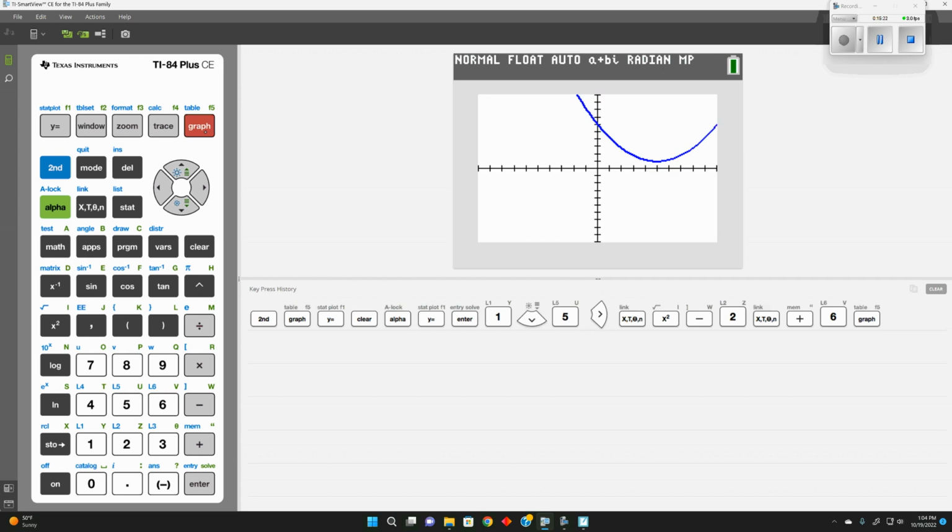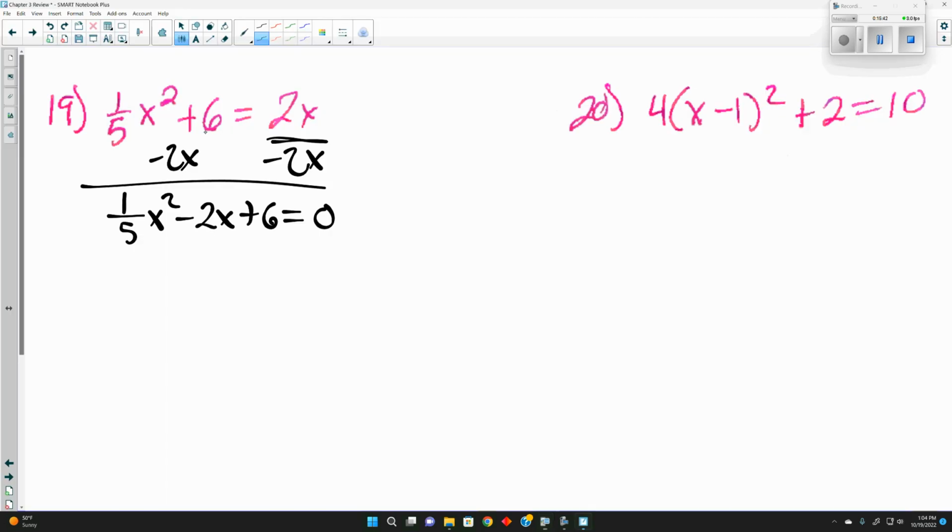Does it cross the x-axis? No. So it does not have real solutions. It still has solutions, they're just not real numbers. So most likely we expect i to be part of the solution. So that's what we have here. Because if it does cross the graph, we're going to have real solutions of some kind. If it doesn't cross at whole numbers, it means it's going to be irrational solutions.